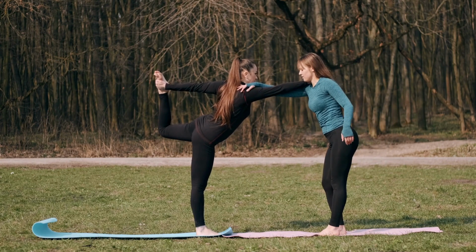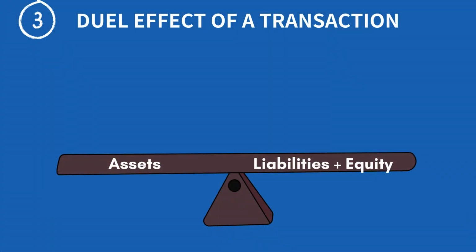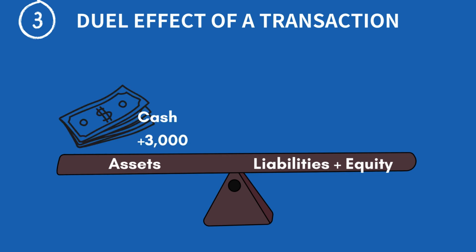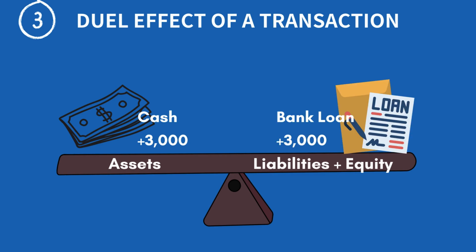Finally, verify the accounting equation. In this case, the increase in the asset side, cash, by $3,000 is balanced by the increase in the liability side, bank loan, by $3,000. Therefore, the equation remains balanced.